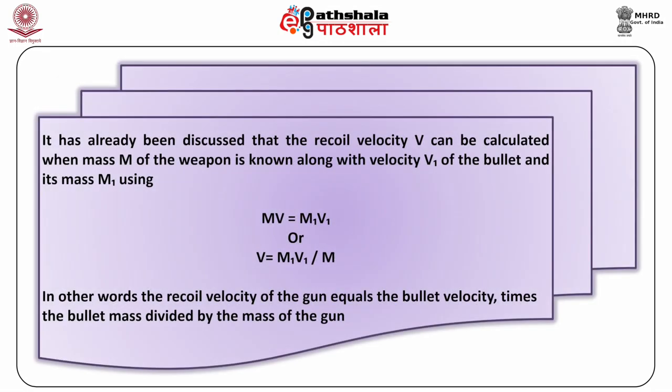It has already been discussed that the recoil velocity V can be calculated when the mass M of the weapon is known, along with the velocity V1 of the bullet and its mass M1, using MV = M1V1, or V = M1V1/M. In other words, the recoil velocity of the gun equals the bullet velocity times the bullet mass divided by the mass of the gun.